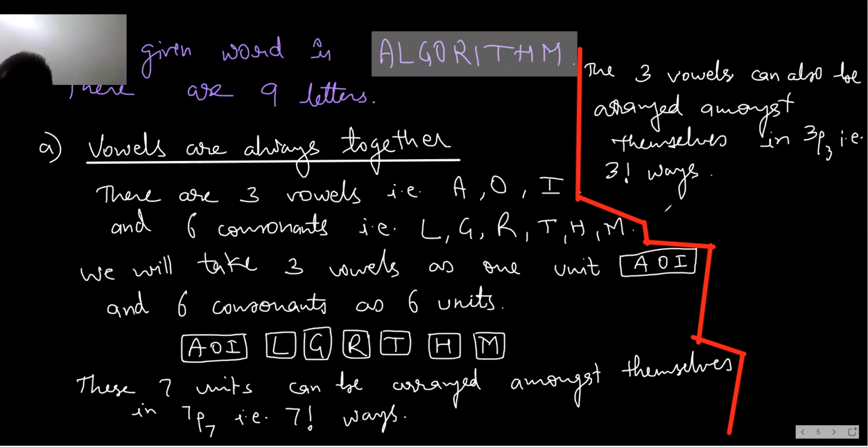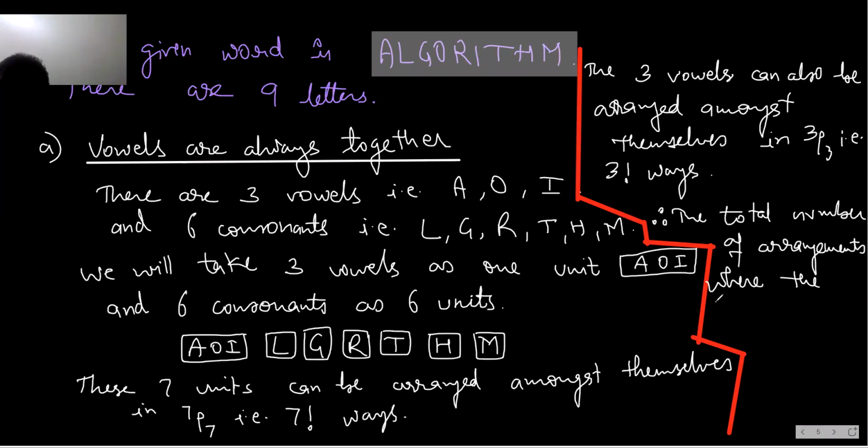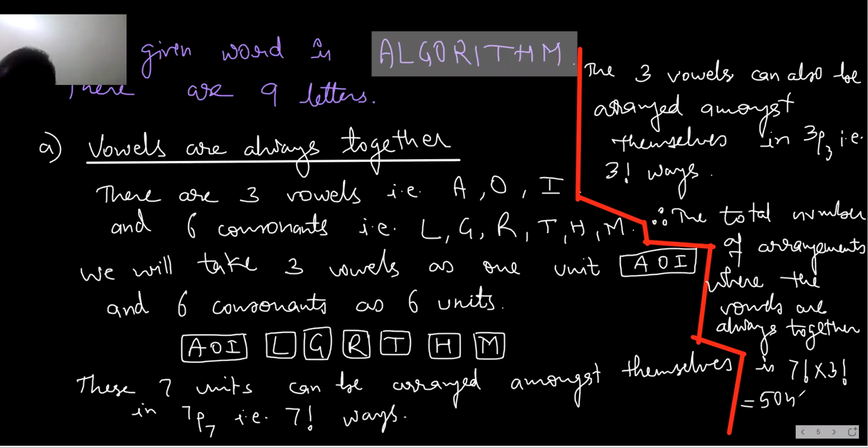समझ में आ गया तो बहुत अच्छी बात है। तो अब मैं यहाँ पे लिखूंगा, therefore the total number of arrangements where the vowels are always together is 7 factorial into 3 factorial, that is 5040 into 6, that is equal to 30,240. Come on, copy this, all of you.